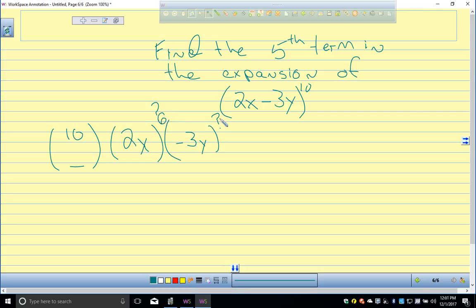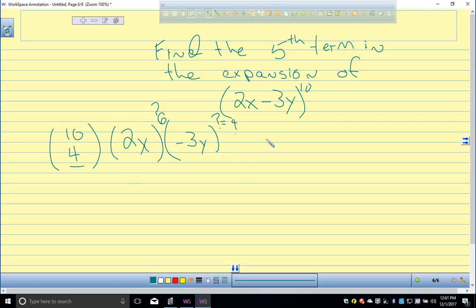And these two need to add together, so what's this going to be? 4. And this agrees with that, so that's going to be a 4 down there, okay? So this exponent is always going to be 1 less than the term you're looking for. You understand that? Because this one starts at 0 and goes up 1, 2, 3, 4.